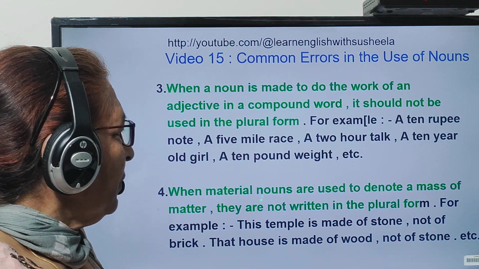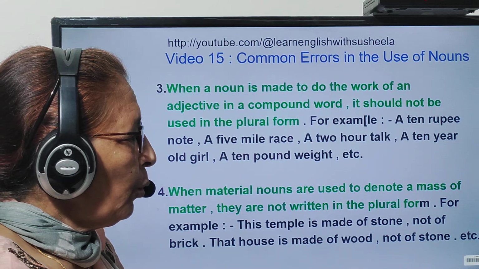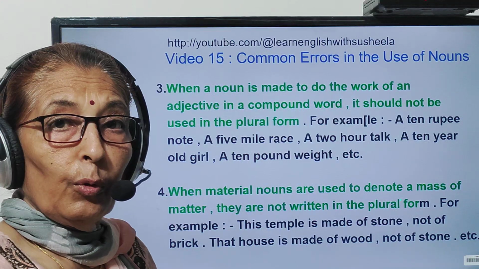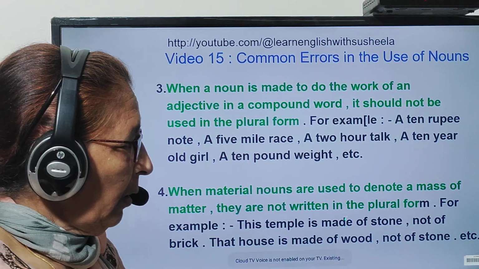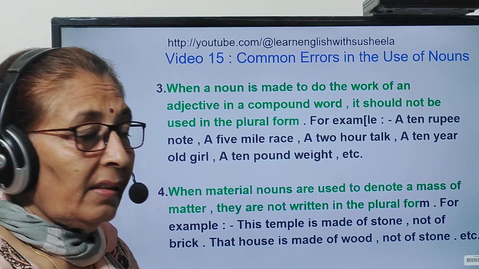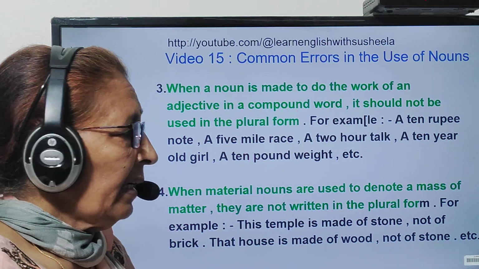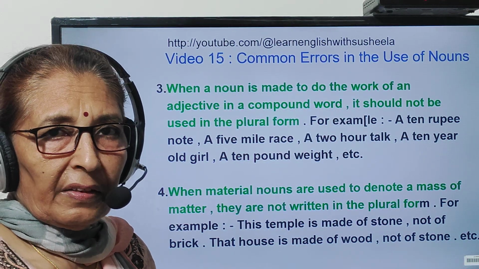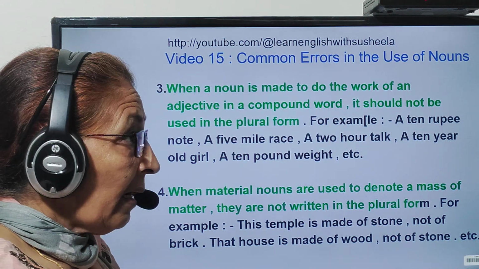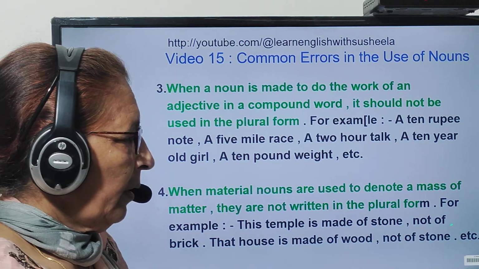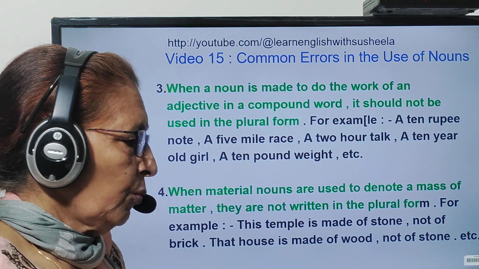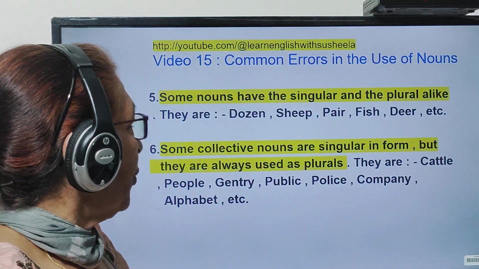Fourth, when material nouns are used to denote a mass of matter, they are not written in the plural form, means they are written in singular form. For example, this temple is made of stone, not of brick. We can't say stones or bricks. Same way, that house is made of wood, not of stone. So this way, material noun we have to use in singular form.